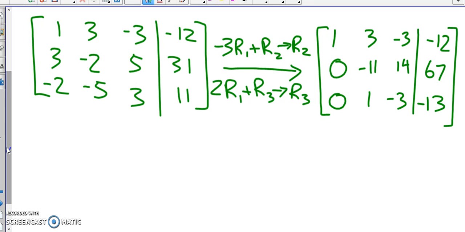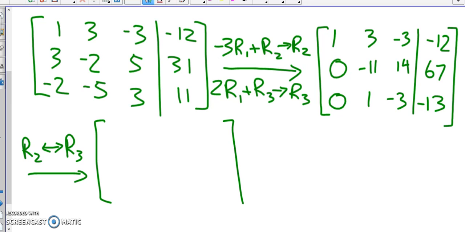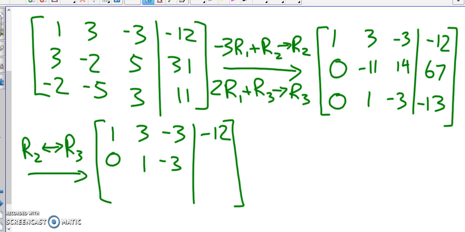Now what do you want to do with it? Yeah. So switch the second and third row. I like it. And the cool thing about Gauss-Jordan elimination is the first row doesn't stay the same the whole time, so you don't get sick of writing it over and over and over again.